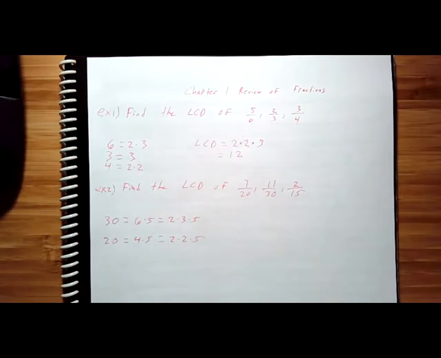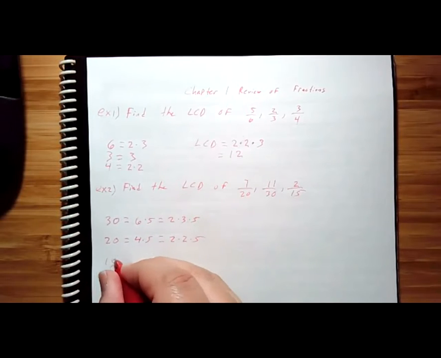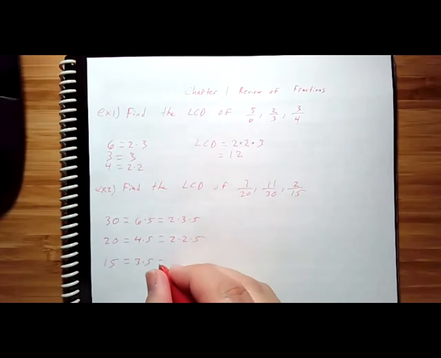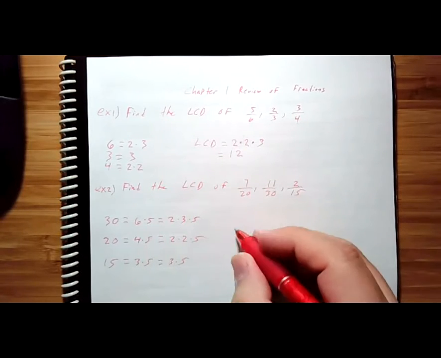Now we take the 15. That's 3 times 5. So that's all. There's nothing else to do for that one. I wrote it twice just so it can be all right next to each other. There's no reason for this. It's me being weird. So LCD.